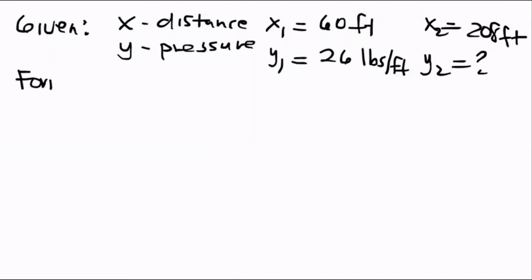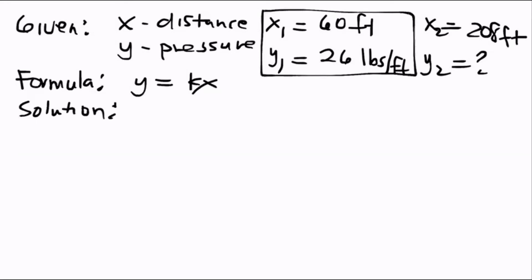So now, since we are done with the word problem, therefore, let us now go to the computation. So let us write the formula. So formula, we have Y is equals to Kx. So next, in terms of Kx, we will now proceed to our solution. So in solution, same process pa rin, katulad na ng ginawa kanina. So let us first identify the equation of direct variation by using the first value of our x and y. So we would just substitute the given to our formula. It will become 26 is equivalent to k multiplied by 60.